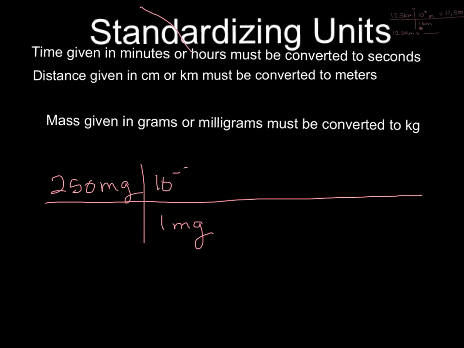10 to the minus 3. Milli means 10 to the minus 3 grams. So our milligrams have canceled. And then we need to get to kilograms. So we know that 1 kilogram is 10 to the third grams, because kilo means 10 to the third.